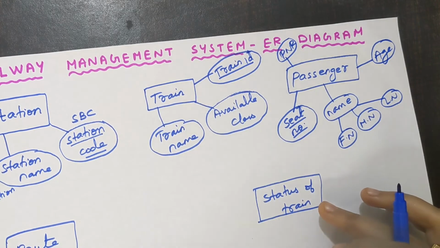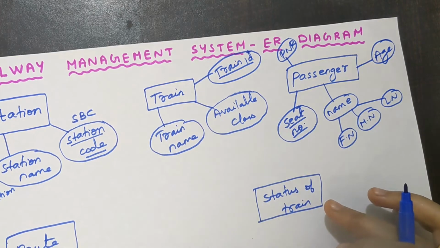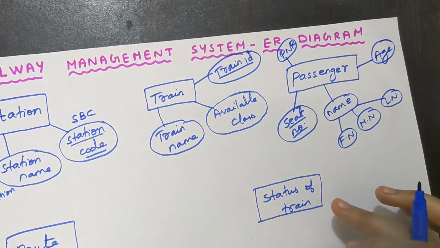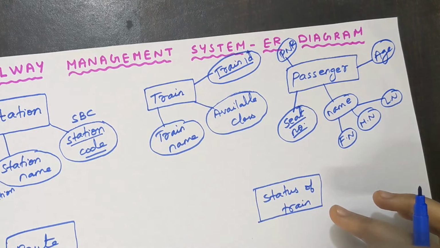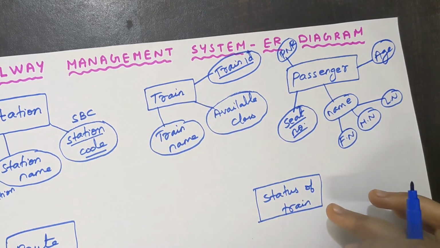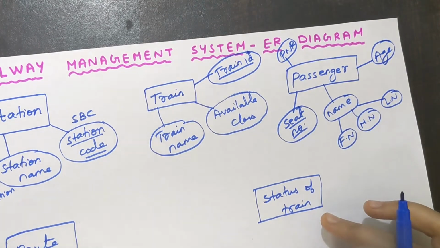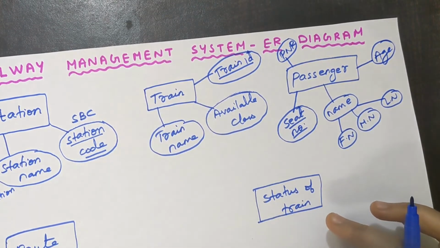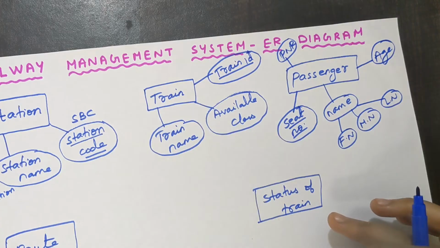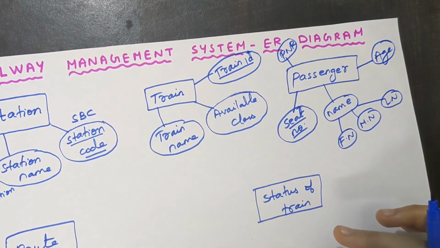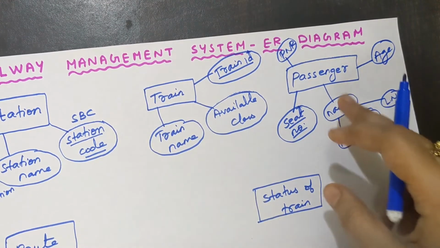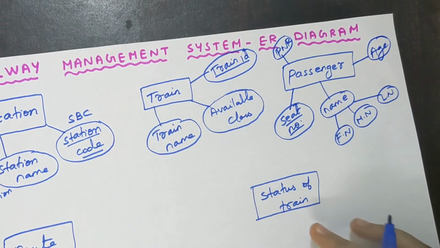Whether my ticket has been confirmed, or whether it is in the waiting list, or whether my ticket has got RAC. I don't get a sleeper, but I have got RAC, so I can sit and go. So I can check the status of that ticket using this PNR number, which is a 10-digit number. So these are the attributes for the entity passenger.